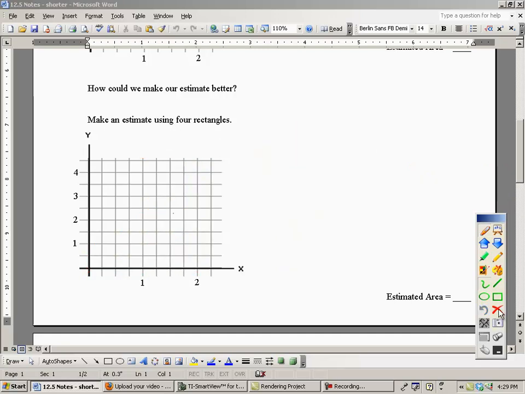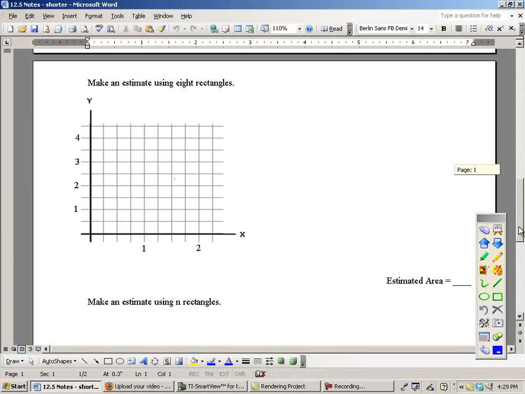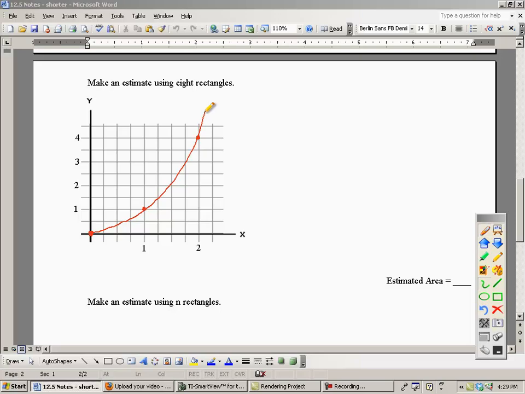So let's try it again. If you flip to the back, we're going to do it one more time, only this time we're going to do 8 rectangles. So 0, 0, 1, 1, 2, 4. Okay, and again, I'm looking at y equals x squared.